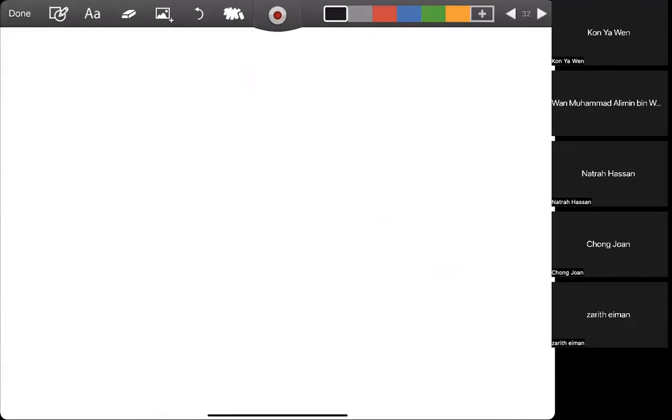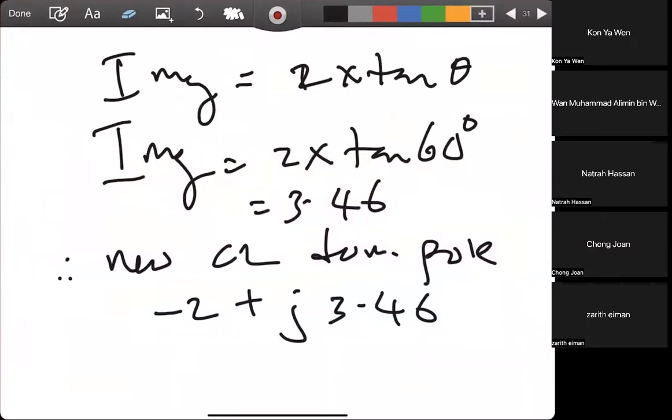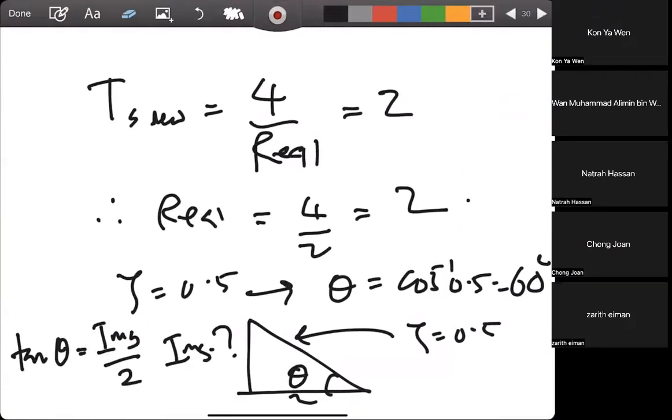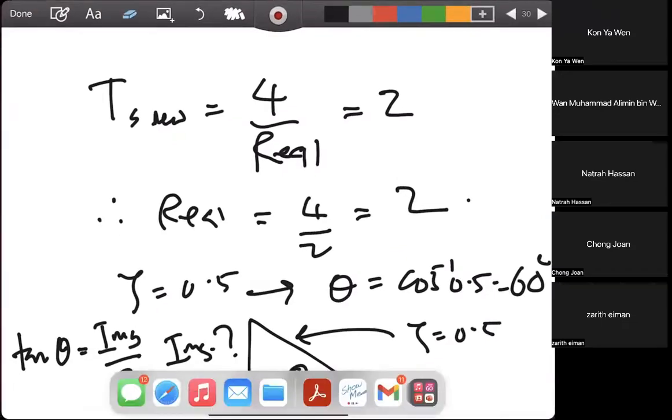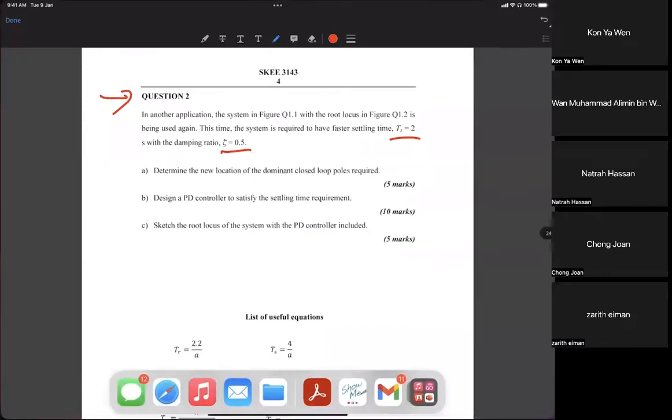Doctor, if we straight away use the angle 60 to get the dominant pole from the graph, as well? Yeah, he used the previous root locus plot, isn't it? So you print two, one for Q1, the second one for Q2.